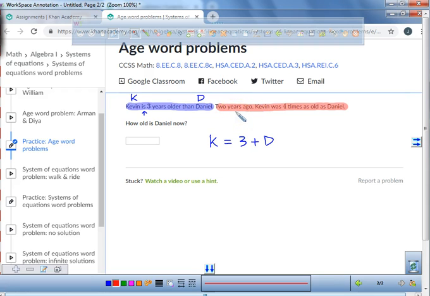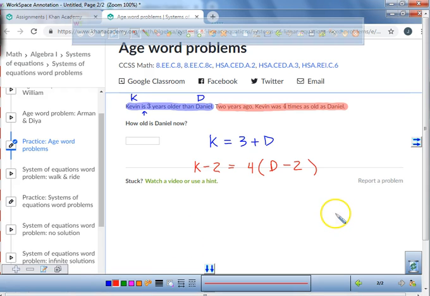Okay? 2 years ago means we are going backwards, right? So what was Kevin's age? We don't know, but 2 years ago it's going to be K minus 2. Right here it says Kevin was 4 times as old as Daniel. So 4 times as old as Daniel. Here's the trick. Daniel, 2 years ago, is going to be D minus 2. So we have to put D minus 2 in the parentheses.